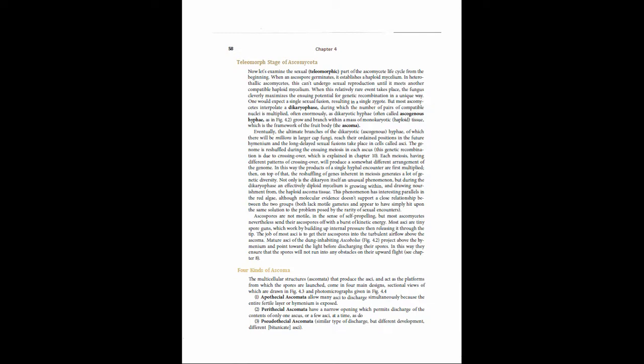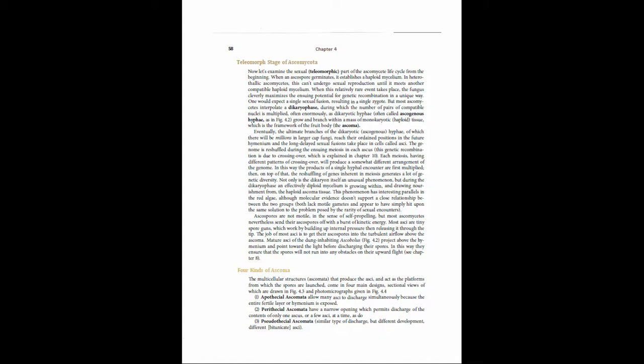Chapter 4. Teleomorph stage of Ascomycota. Now let's examine the sexual, teleomorphic, part of the Ascomycete life cycle from the beginning. When an ascospore germinates, it establishes a haploid mycelium. In heterothallic Ascomycetes, this can't undergo sexual reproduction until it meets another compatible haploid mycelium. When this relatively rare event takes place, the fungus cleverly maximizes the ensuing potential for genetic recombination in a unique way.